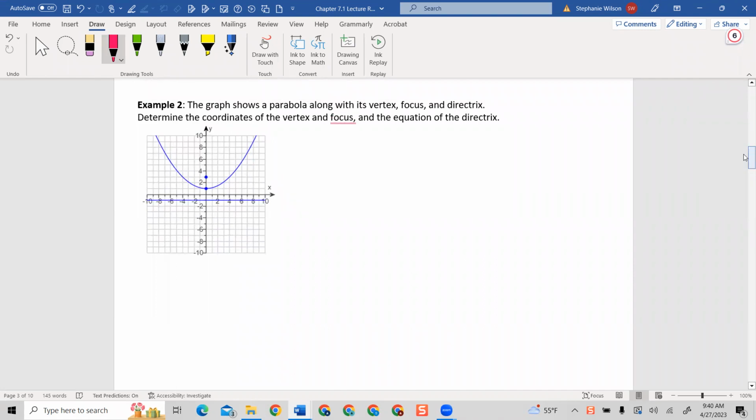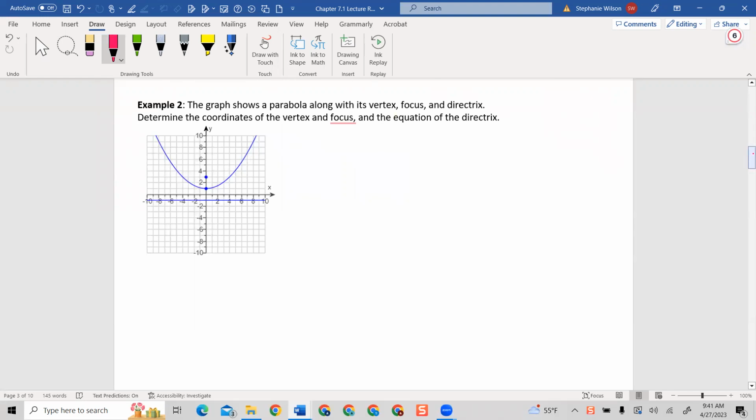So now let's look at example 2. Example 2 says the graph shows a parabola along with the vertex, the focus, and the directrix. Determine the coordinates of the vertex and focus and the equation of the directrix. So let's look at it.